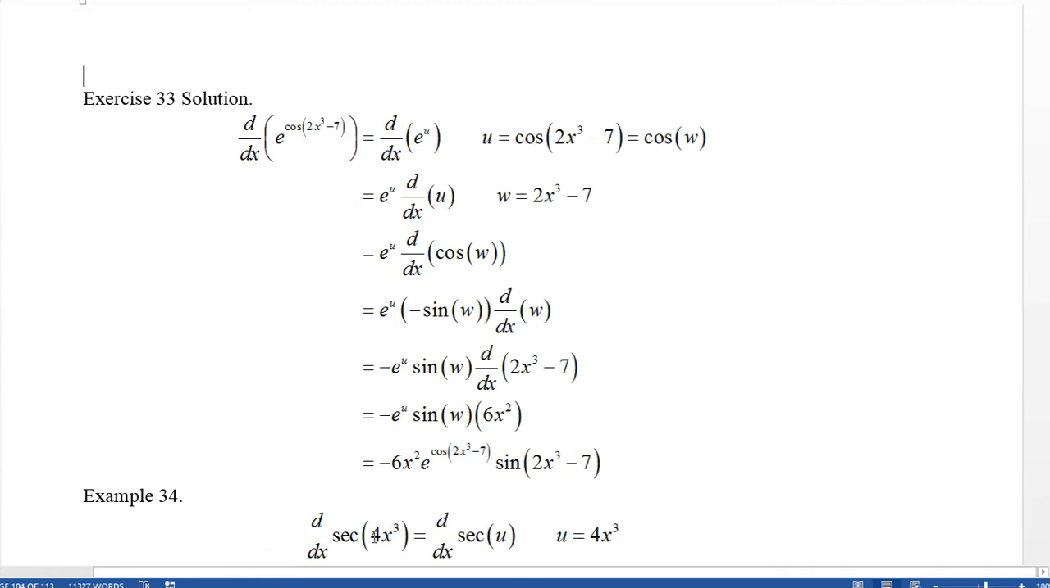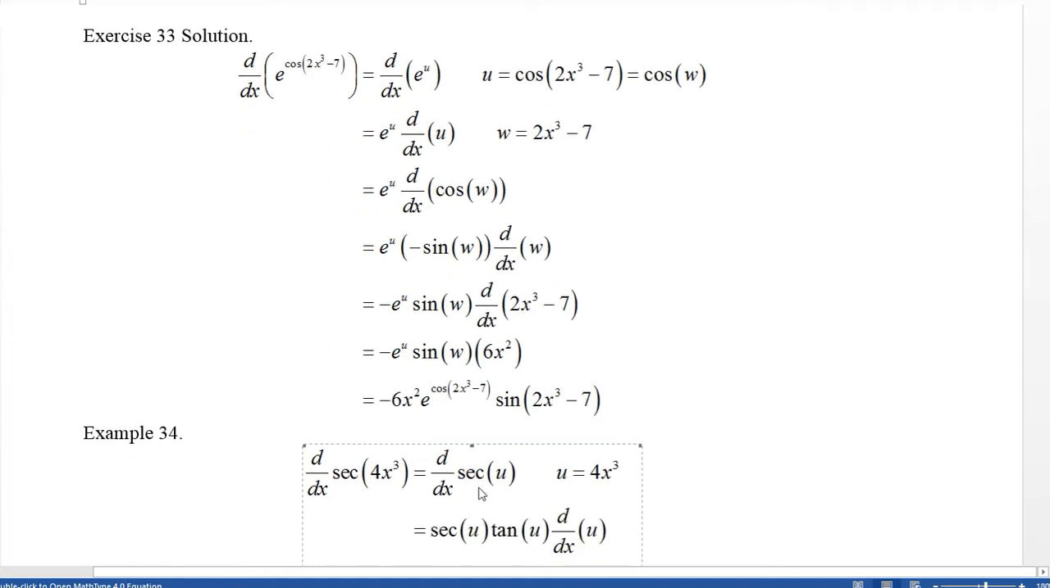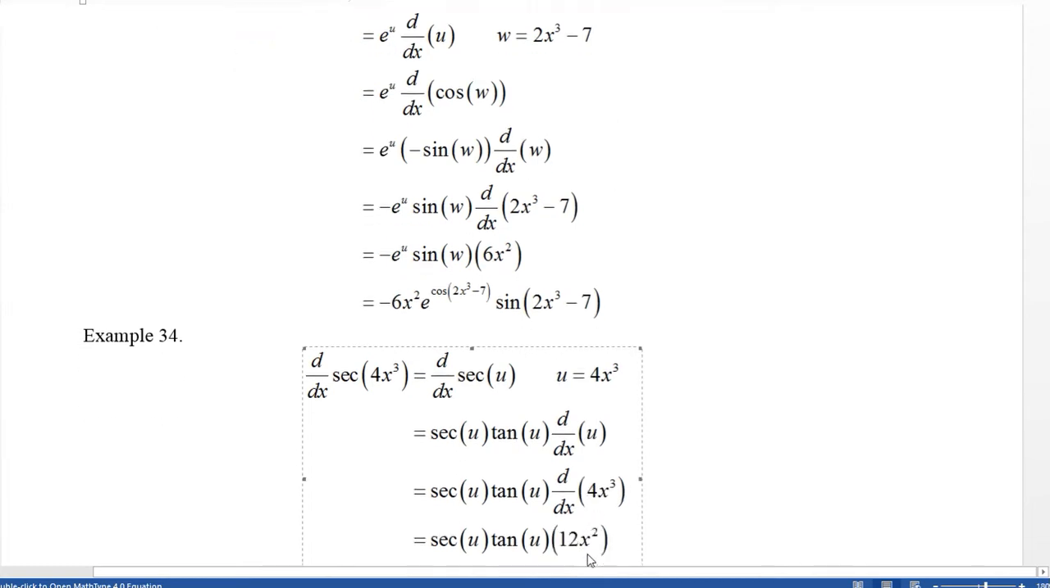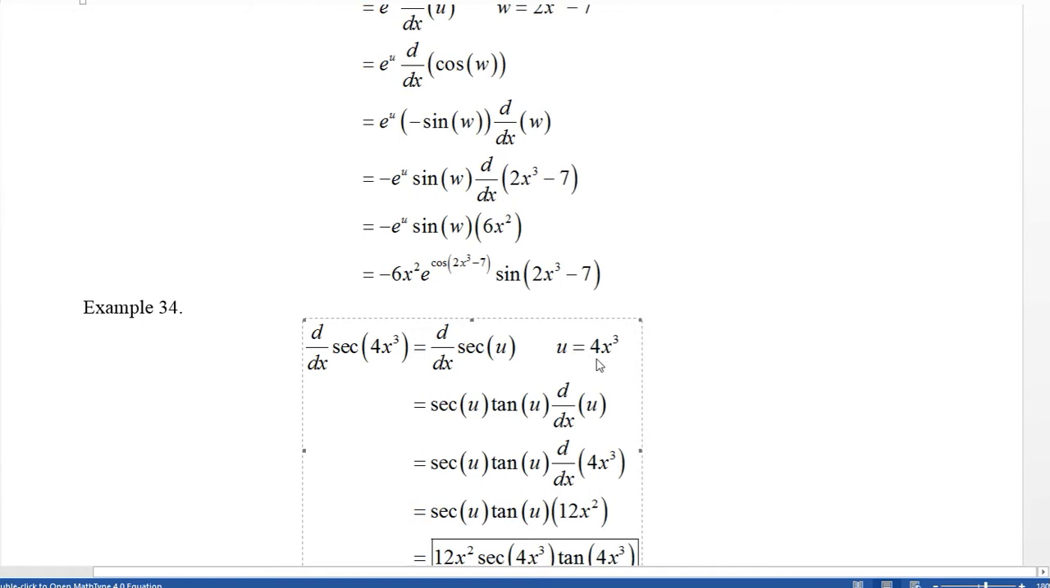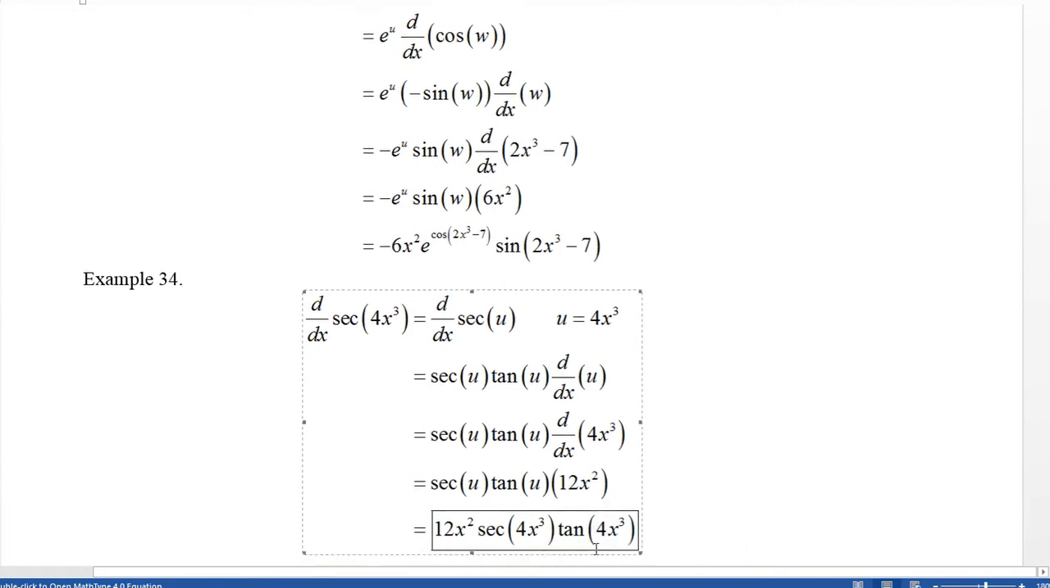How about the derivative of the secant of 4x cubed? See if you can work that out. Hopefully press pause now. Okay, now you're back. Hopefully you saw, like I have here, that we want to let u be 4x cubed, and we're taking the derivative of the secant of u. Secant of u, the derivative is secant u tangent u times the derivative of the u. Derivative of 4x cubed is just 12x squared. Substitute the u back in place here and put the 12x squared in the front, and we got 12x squared times secant of 4x cubed times tangent of 4x cubed.